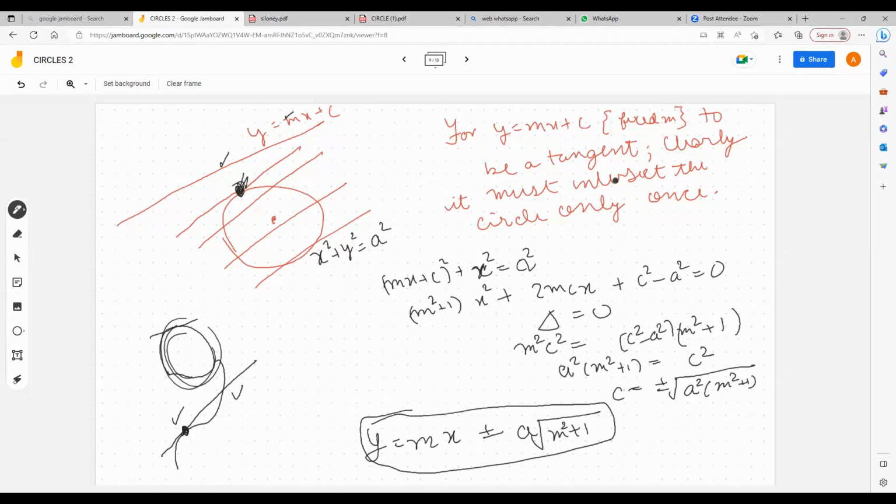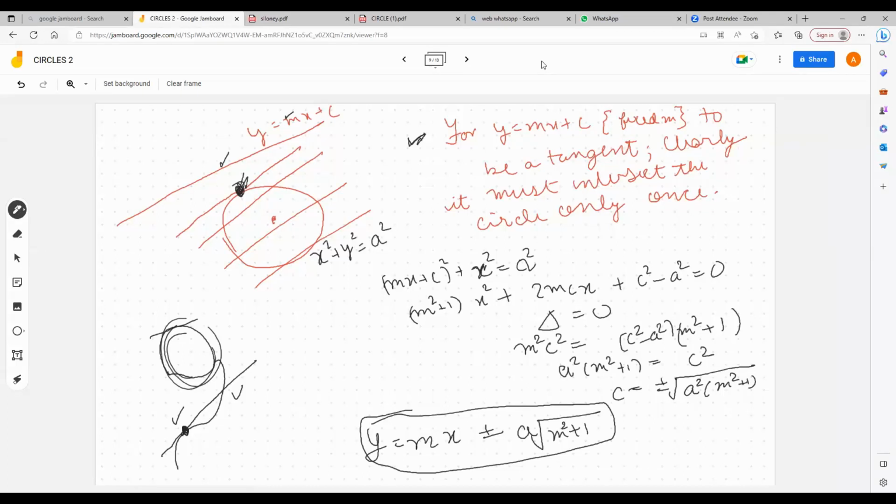I am emphasizing this again and again that this is not true for all the curves in general. But we can see that for a circle, it is true that for a line to be a tangent, it must intersect this curve at only one point. Now, this is a geometrical condition, and we will exploit this geometrical condition to get a result. So let us do it.